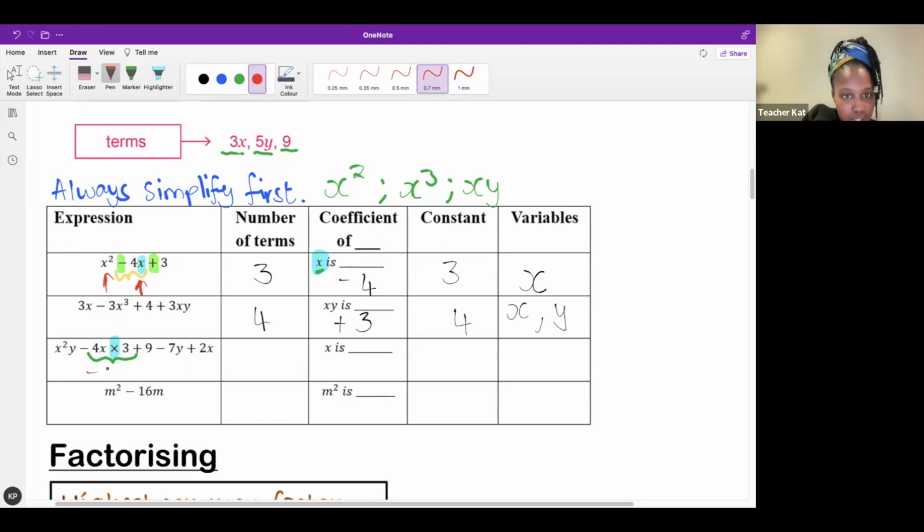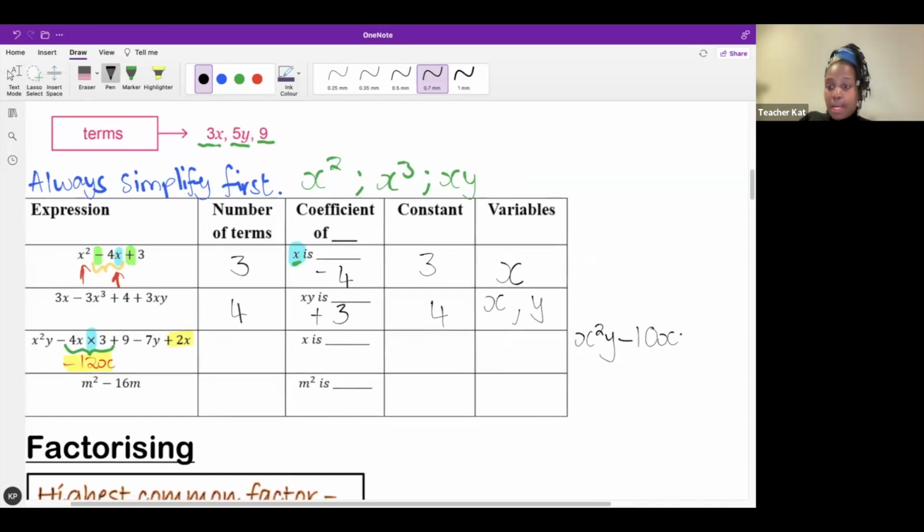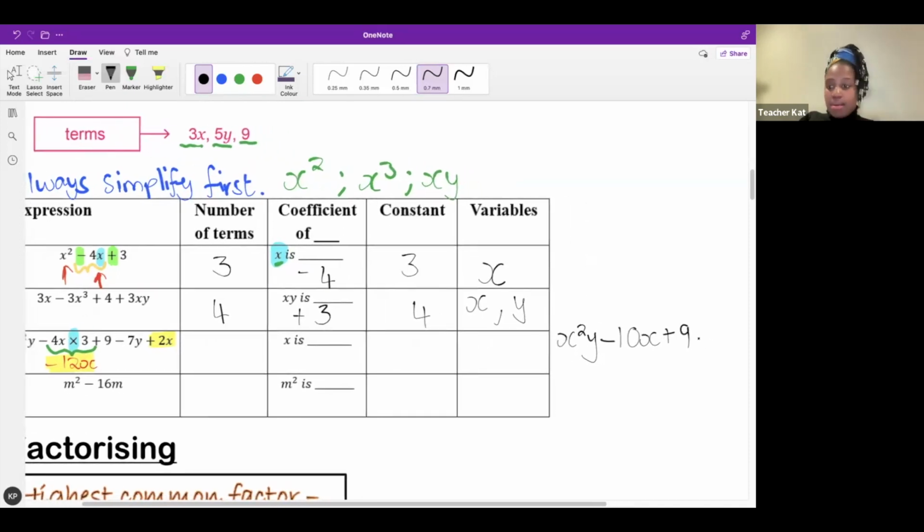Nice, this is negative 12x, but I think I'm going to have to finish off the sum on the side because there's no space there. So then my new expression will be x squared y because I can't do anything about it. But now I do have like terms and they are negative 12x plus 2x. What is the answer for that? Nice. It's negative 10x. Then I have plus 9 and minus 7y.